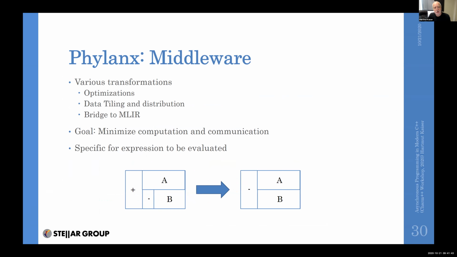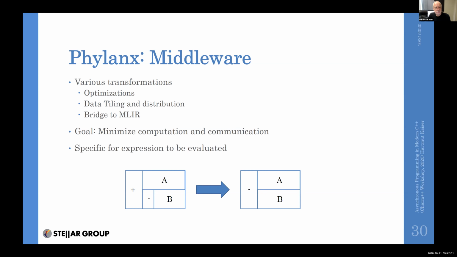The middleware is meant to apply various transformations to the internal representation. We want to do optimizations there. We want to automatically decide on how to tile the data and how to distribute the data. And we would like to create a bridge to MLIR here, to use the execution engine with other tools that produce MLIR, that machine learning intermediate representation that is being standardized currently.